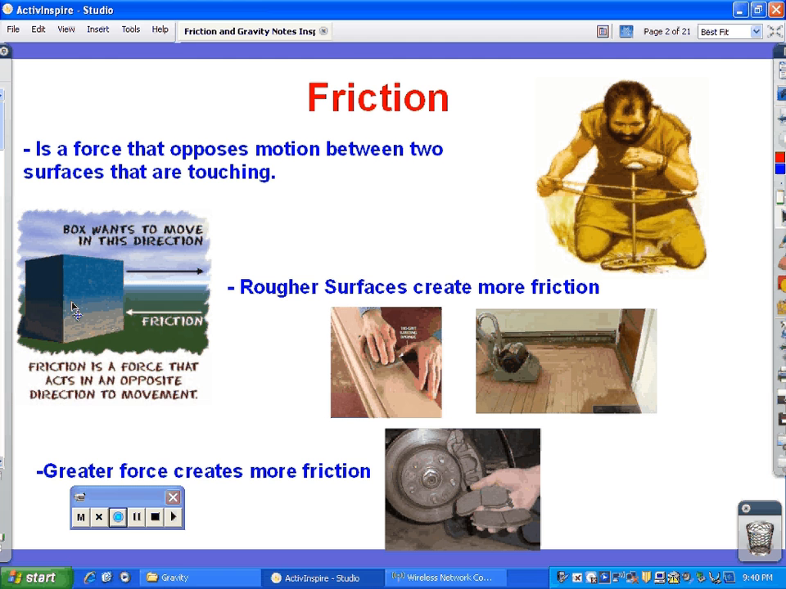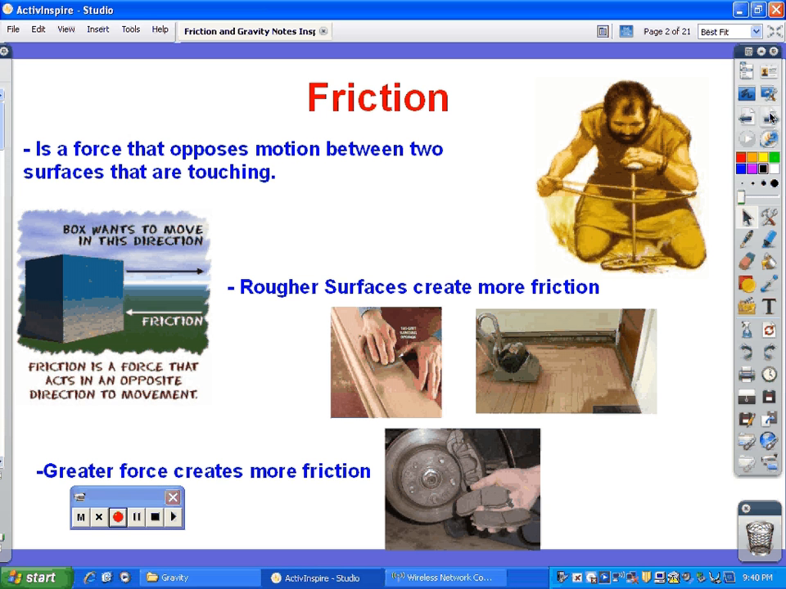In this example, the box is being pushed this way. It doesn't push easily that way because there's friction being caused on the ground. Greater force creates more friction, as in the brake pads. Brake pads are able to apply a tremendous amount of friction due to hydraulics.